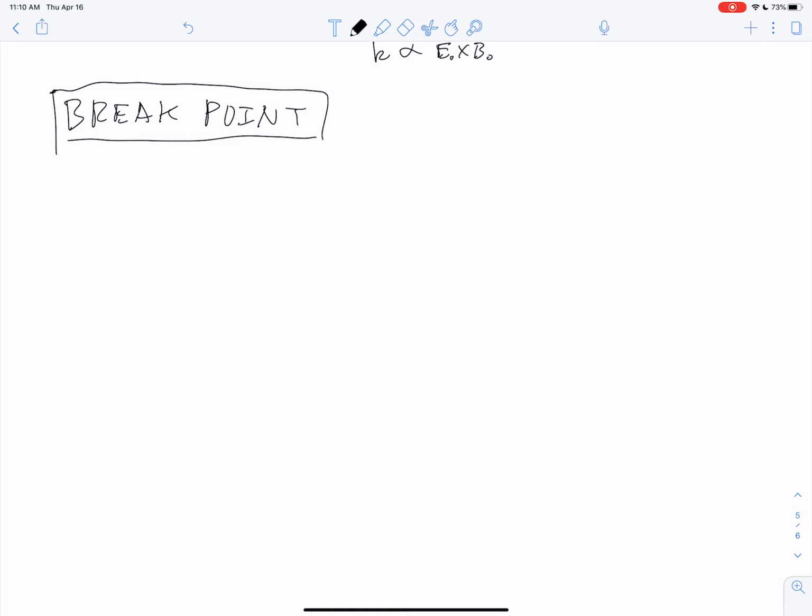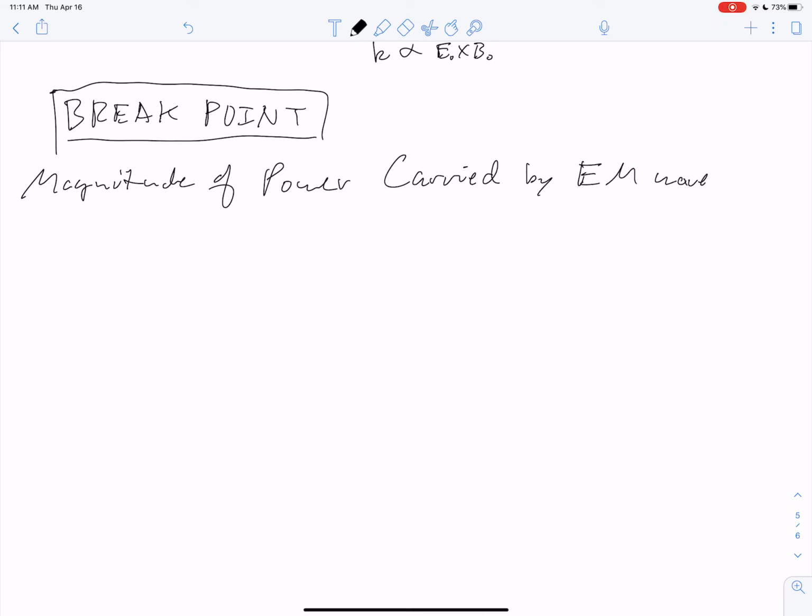So now I'm going to go to the next logical unit, which is to discuss what is the magnitude of the power carried by an electromagnetic wave, EM wave. What is the magnitude of the power carried by an EM wave?